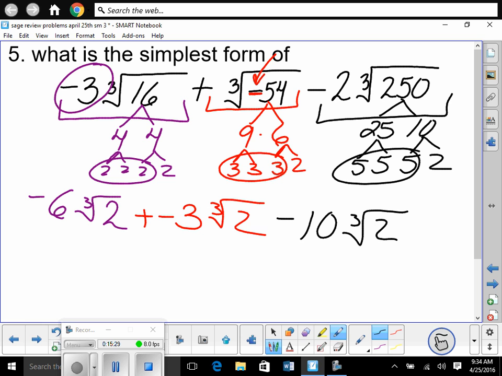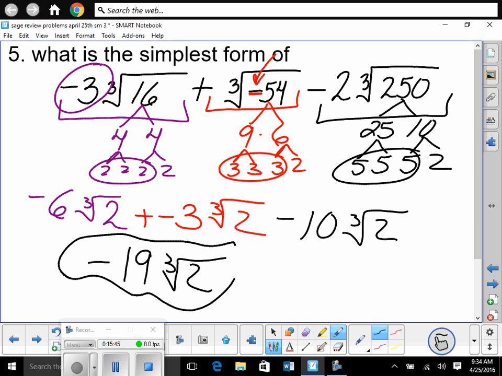Now look, are they all like radicals? Are they all cube roots of 2? Yeah, so we can combine them. What's negative 6 minus 3? Negative 9 minus 10. So we have negative 19 cube roots of 2. The like radical part doesn't change. Yes, any questions on that? Okay. All right.